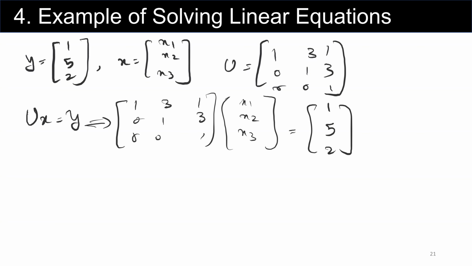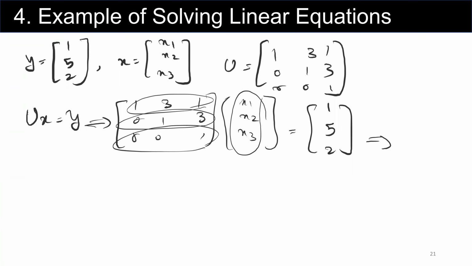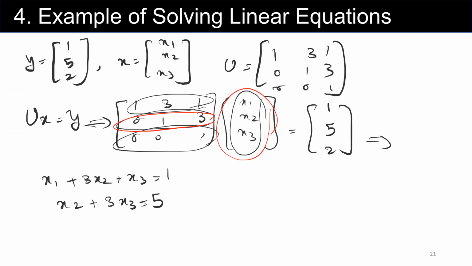Now we need to solve this using back substitution. What does that mean? Let me write each of these in the expanded form. So this row multiplied by this column: x sub 1 plus 3x sub 2 plus x sub 3 is 1. x sub 2 plus 3x sub 3 is equal to 5. So I simply multiply this row by this column and it's equal to this. And finally, this row, this column equal to 2. So the last one is just x sub 3 equal to 2.